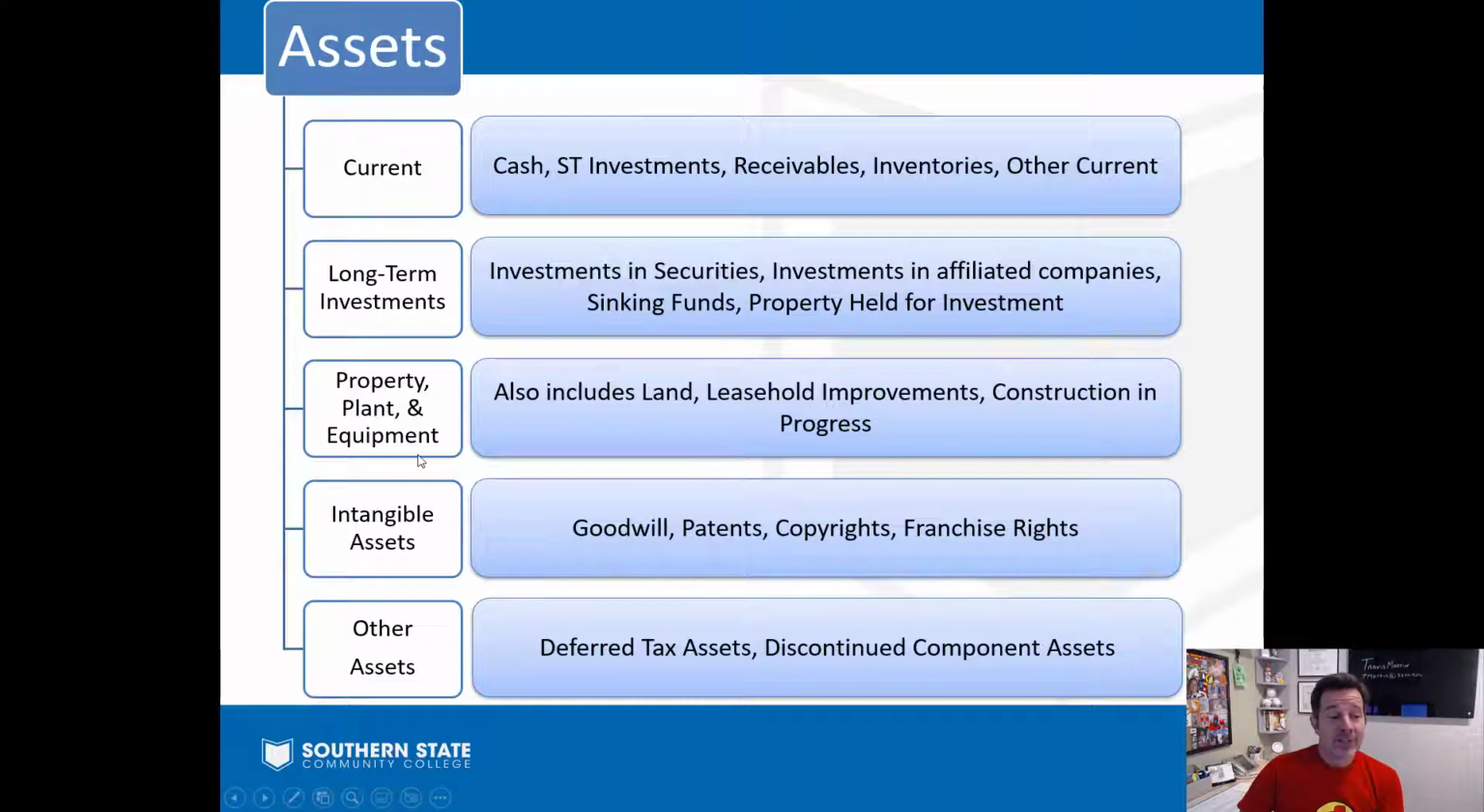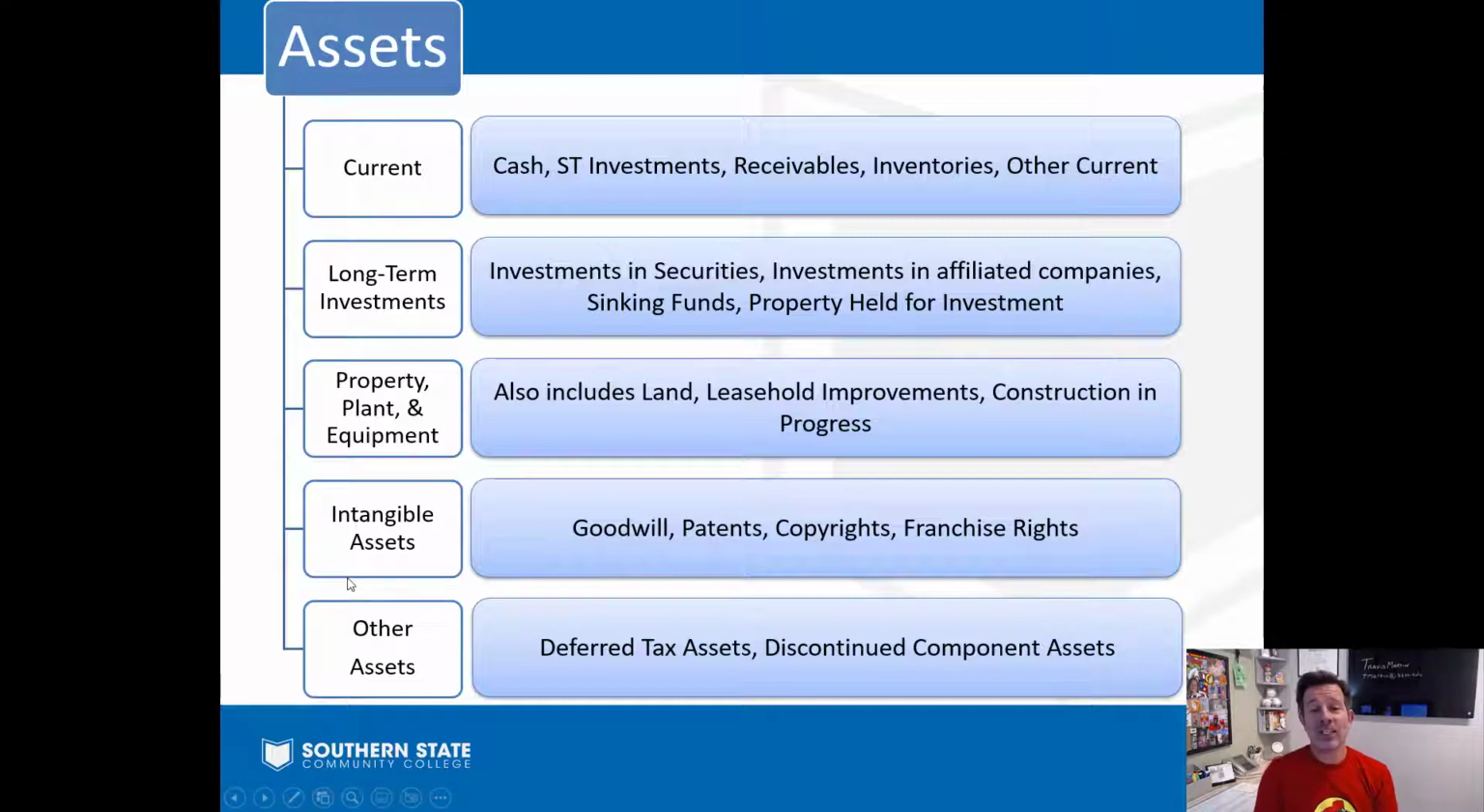Our next classification would be property, plant, and equipment. We know all about fixed assets or property, plant, and equipment. Land, leasehold improvements, construction in progress would also fall into that category. We saw on Disney how that also includes maybe things like film cost, television cost.